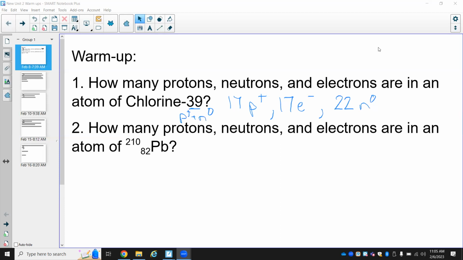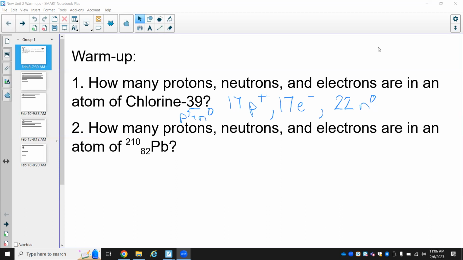Looking at number 2, this is the same thing, but now we have our isotope written in that AZX form. So remember, that top number is our mass number, the bottom number is our atomic number, and then we have the symbol of our element. So we're looking at how many protons, neutrons, and electrons are in an atom of lead with the mass number of 210.